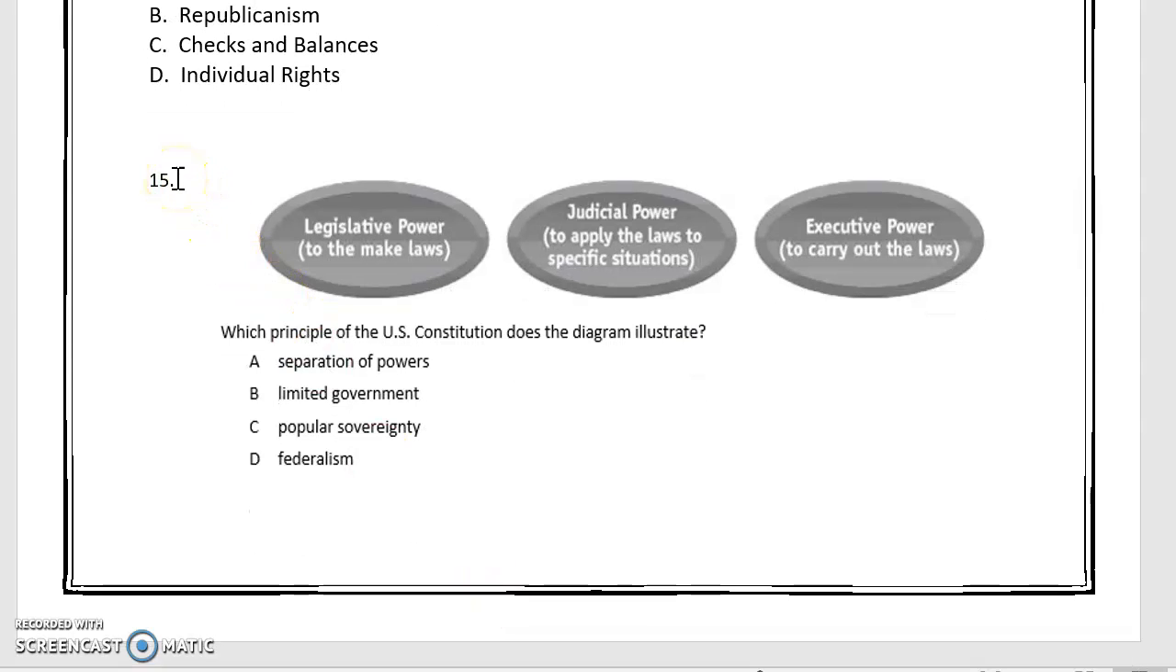Last one, number 15. We have the legislative power to make laws, judicial power to apply the laws to specific situations, and the executive power to carry out the laws. Which principle of the U.S. Constitution does this diagram illustrate? We have 1, 2, 3 branches. Which one has to do with 3 branches? A, separation of powers. B, limits of government. C, popular sovereignty. It is not D.